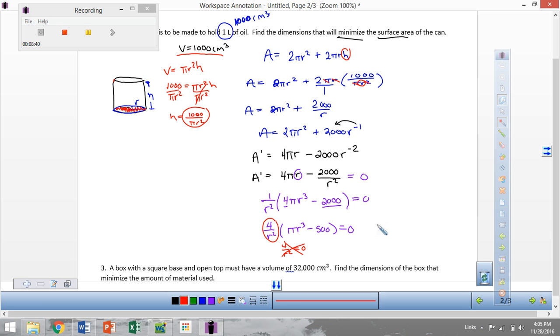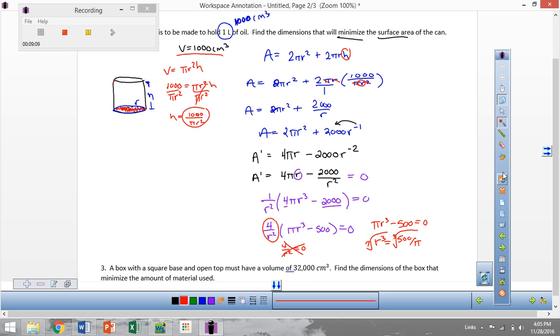So I set this other part equal to 0. This pi r cubed minus 500, set that equal to 0. I add 500, I divide by pi, I would have r cubed equals 500 divided by pi, and now I can just take the cube root, and my r would be the cube root of 500 divided by pi.